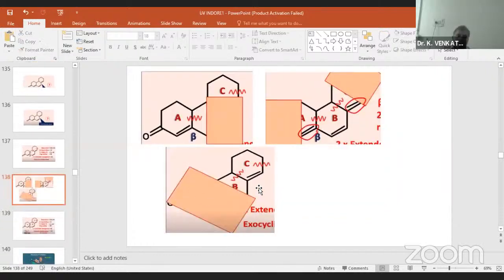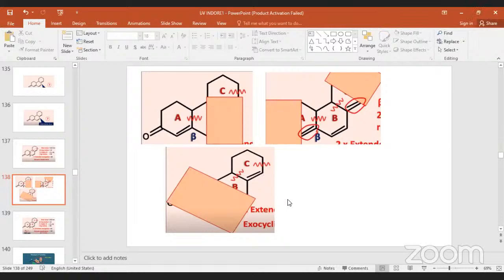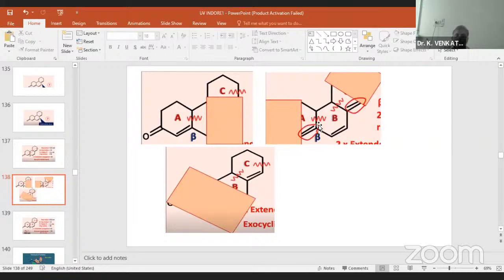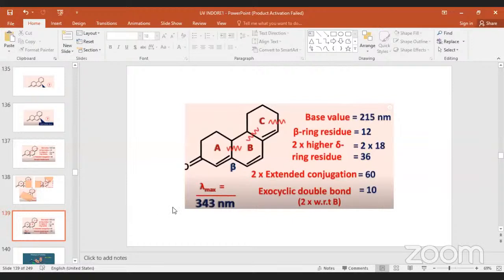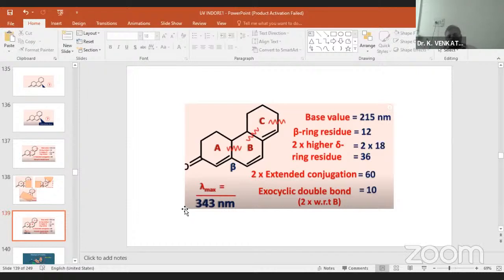So here, see here, 2 exocyclic. Here with ring A, so here, okay. Ring B, 2 exocyclic double bonds are present. Yes, with ring B. So what is the value for this? 343 nanometers. So any doubts? Any doubts?